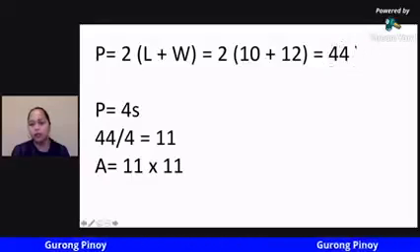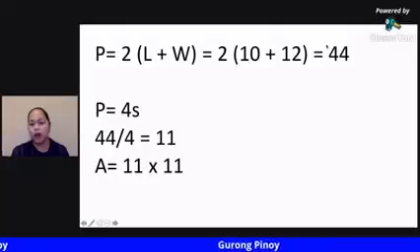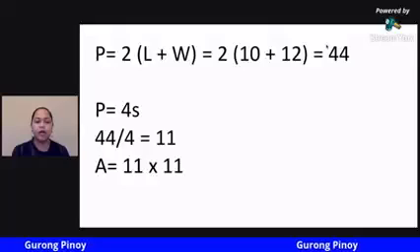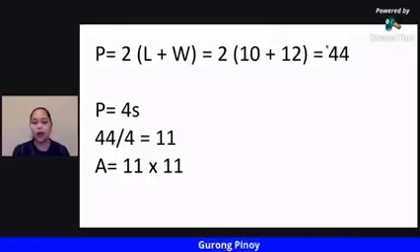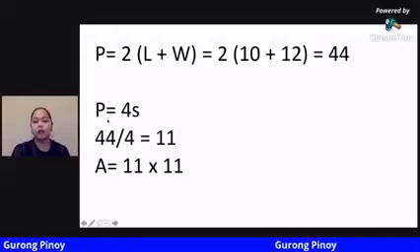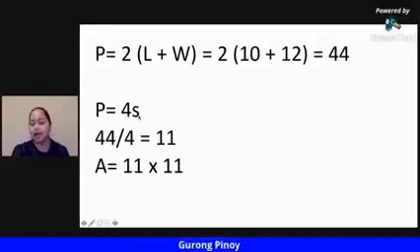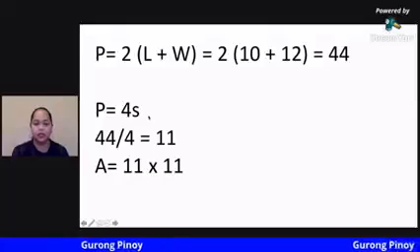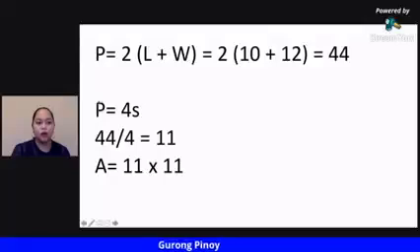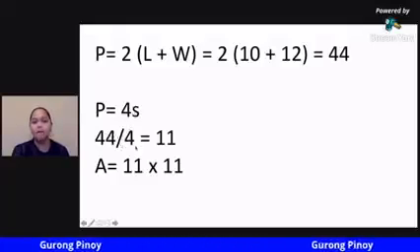Now, the question says the square also has the same perimeter as the rectangle. So that means the perimeter of our square is also 44. We know that the formula for the perimeter of a square is 4 times the side, because the square has 4 equal sides. Since we are given the perimeter, we need to get the measurement of one side. So what we do is we divide the perimeter, which is 44, by 4.